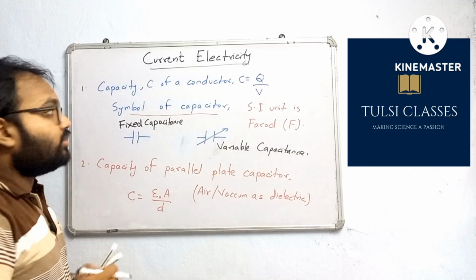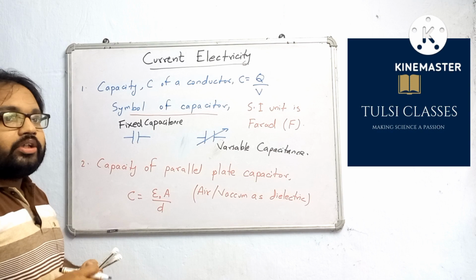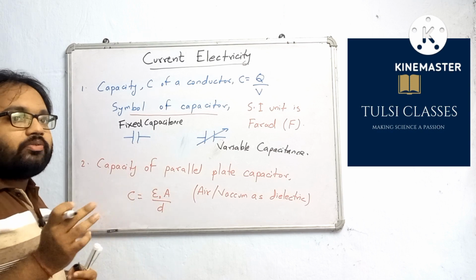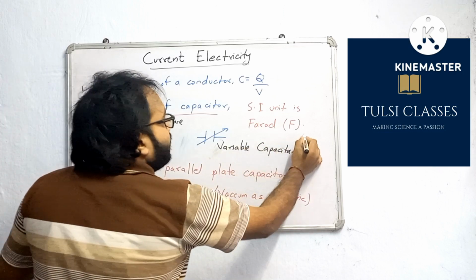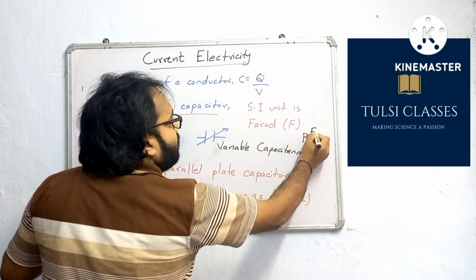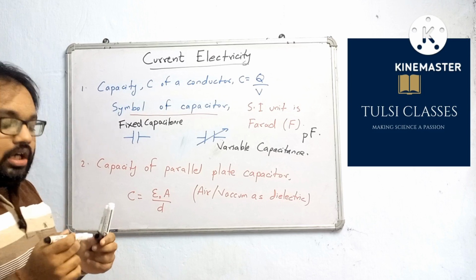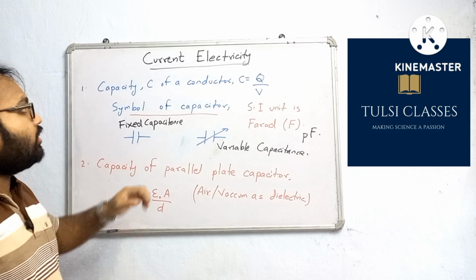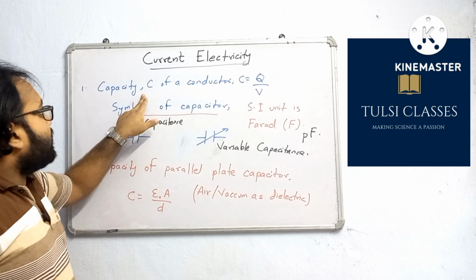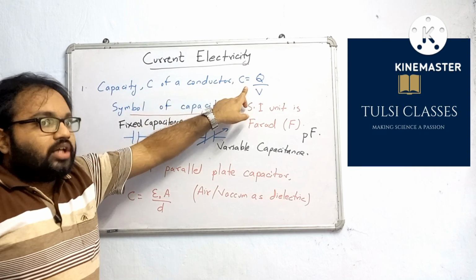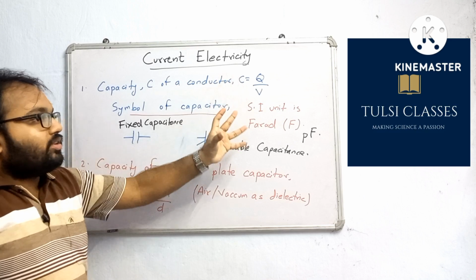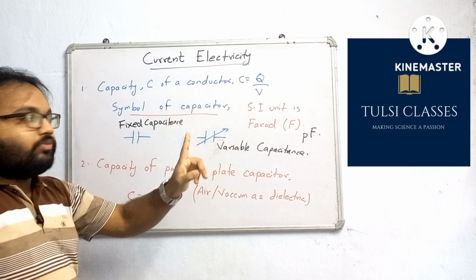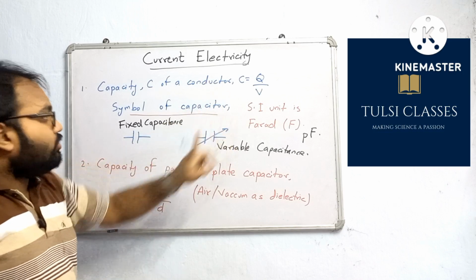The SI unit is farad, and farad is a very big unit. Why? I will tell you in the third point why farad is a big unit, and we generally use picofarad or nanofarad in the calculations when a numerical is given. So capacity C of a conductor is equal to the charge required in the conductor to increase its potential by 1 volt, that is Q by V, SI unit farad.